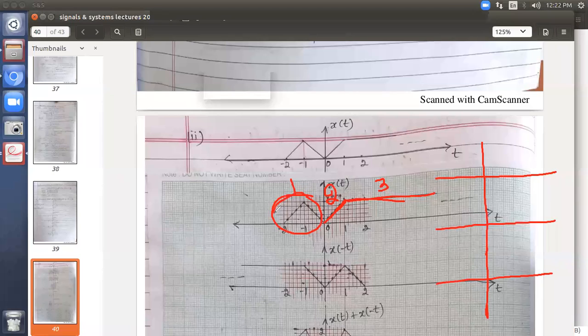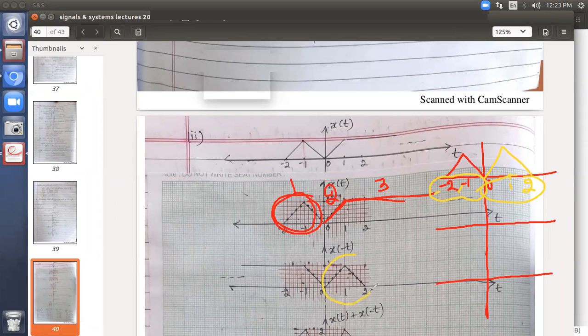If I take the reflection of this triangle, the triangle is here: 0, -1, -2. If I take its reflection, it will be like this: 0, +1, +2. Because when I take the reflection, all negative times will become positive. So minus of -2, minus of -1, -0. The range, earlier it was 0 to -2. The new range is between 0 to 2. So this triangle, I have drawn it here. The first bit, the triangle reflection, we have taken.